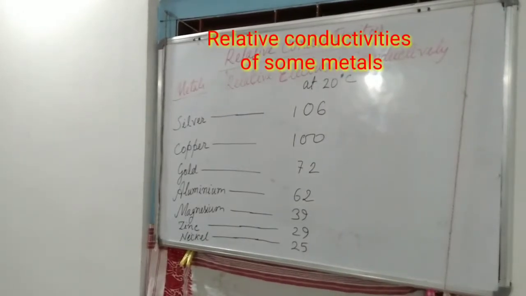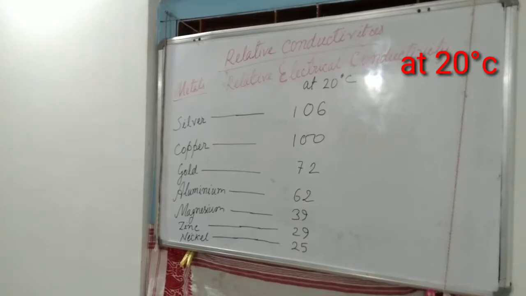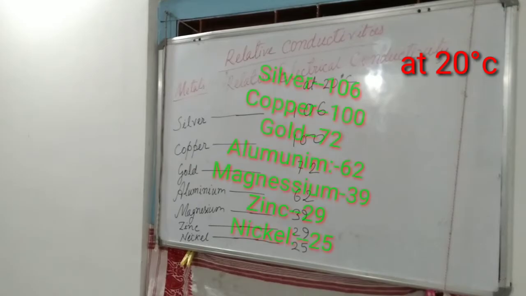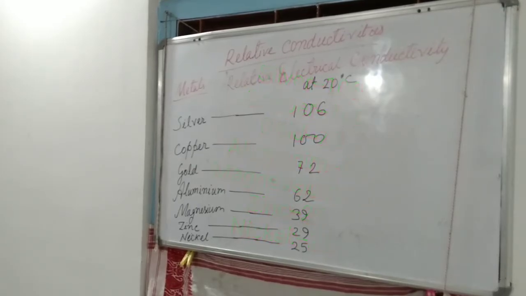Let's look at the relative conductivities of various metals at 20 degrees Celsius temperature. Silver 106, copper 100, gold 72, aluminum 62, magnesium 39, zinc 29, and nickel 25. As you notice, silver has the highest relative conductivity among the various metals. Copper has 100.